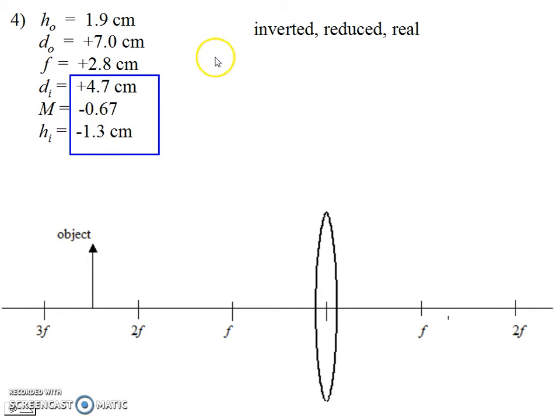So based on the fact that we have a positive image distance, where are we expecting this image to appear? On the left side or on the right side? You think about that.